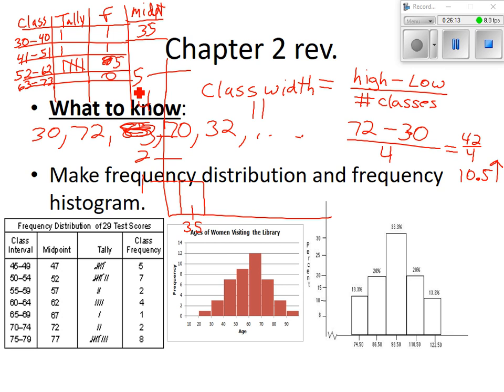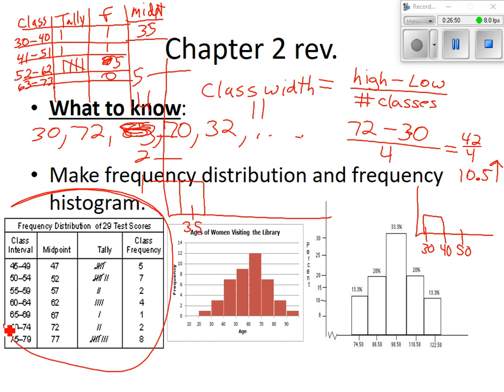Now we could make the histogram like this and put 30, 40, 50, and put the bar going from 30 to 40 for that first one, but it's easier to just put the midpoints so that you don't have to put so many numbers on your histogram. On this histogram, they put the numbers on the sides. Here they put the midpoints. So the frequency distribution chart looks like this. Again, you might have to add stuff to that, midpoint, cumulative frequency, all that other stuff we added to it. And then you should be able to make a histogram from it.